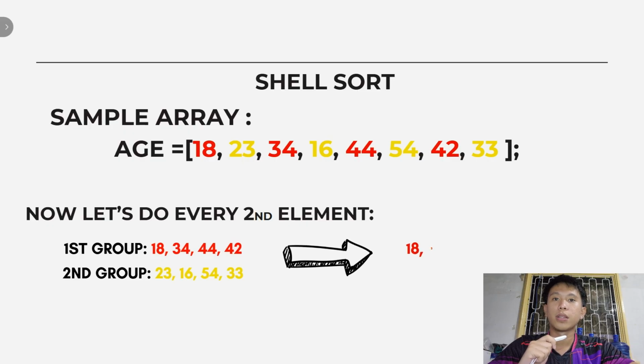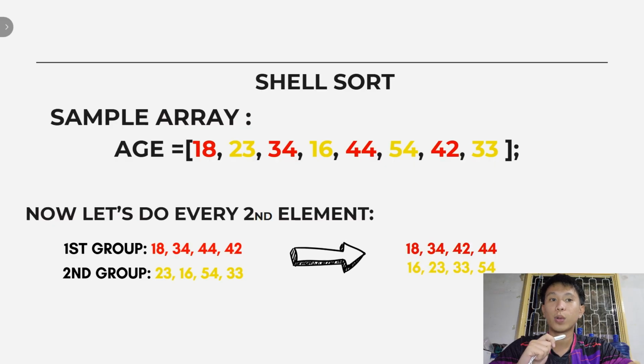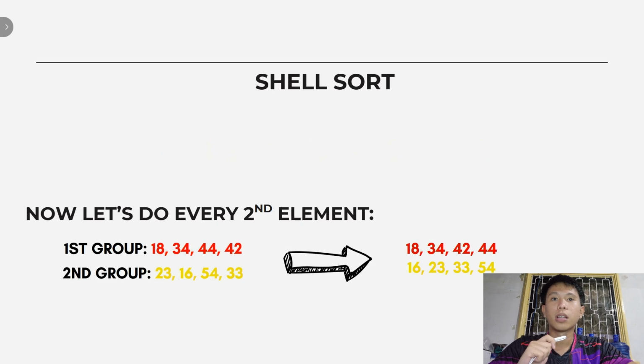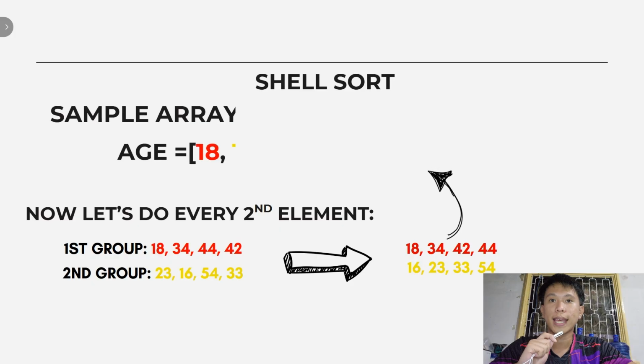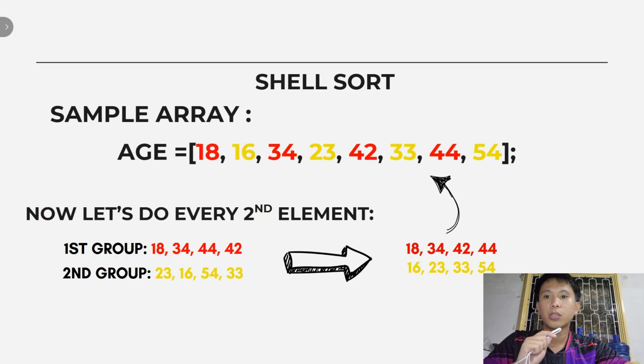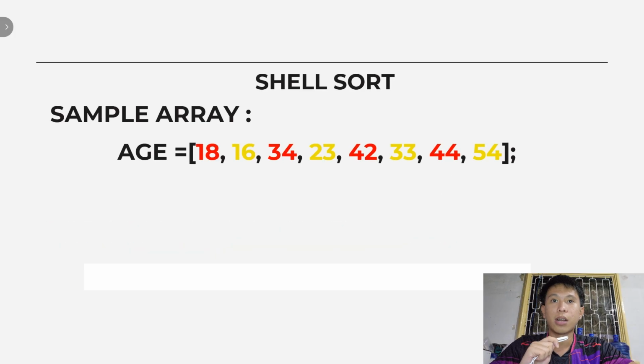So 18 and 34 will remain 18 and 34, and 44 and 42 will now be 42 and 44. Next, 23 and 16 will now be 16 and 23, and 54 and 33 will now become 33 and 54. So our list or array will now look like this. As we can see, this array is considered an almost sorted list.